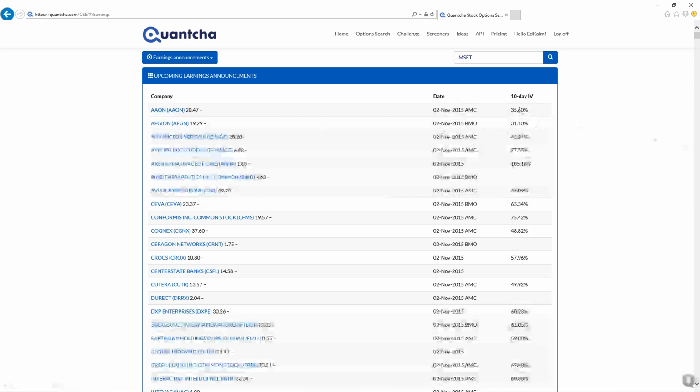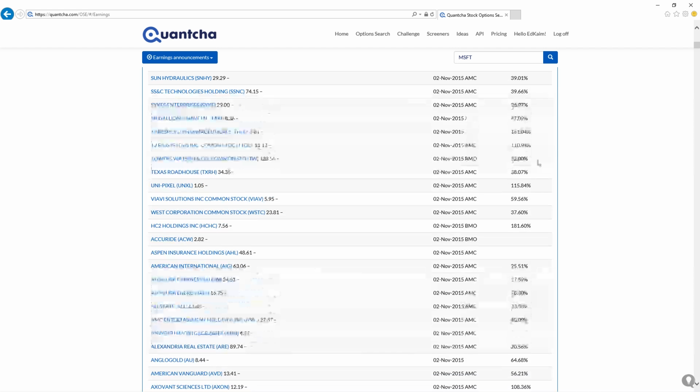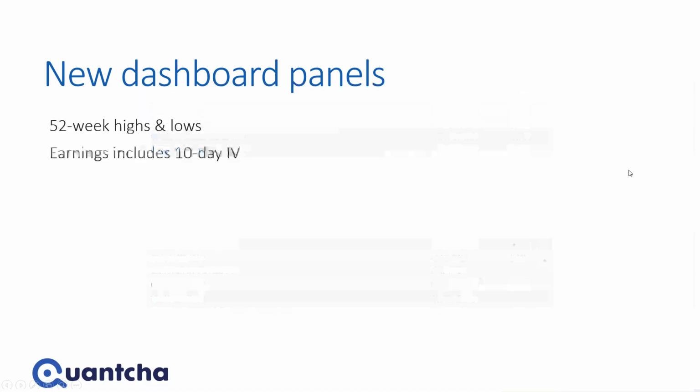So we've got the 10-day implied volatility for these, and some of them, for example Arena Pharmaceuticals, are at over 100% implied volatility for the 10-day term. If you're looking to sell or to buy in on trades, maybe you think 25% is a little bit too low for American International, you'd be able to come in and find those pretty quickly and pretty easily. Just one nice thing to make it easier to get access to those.